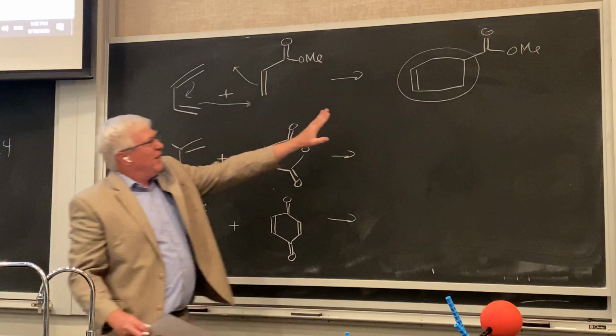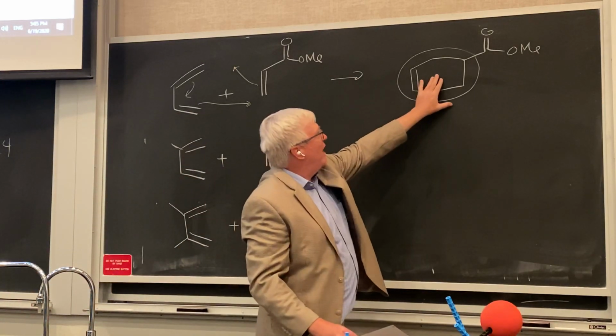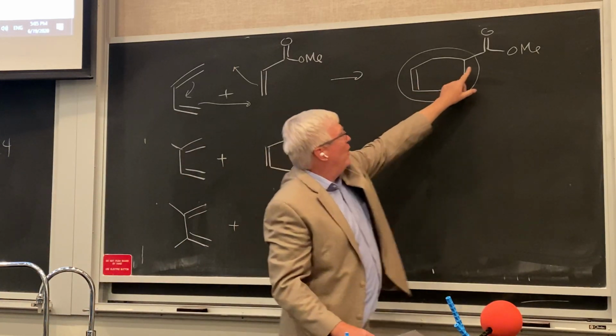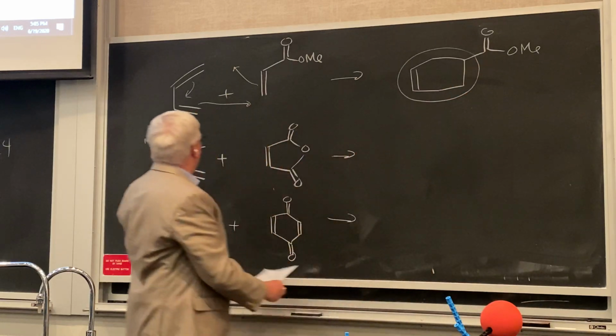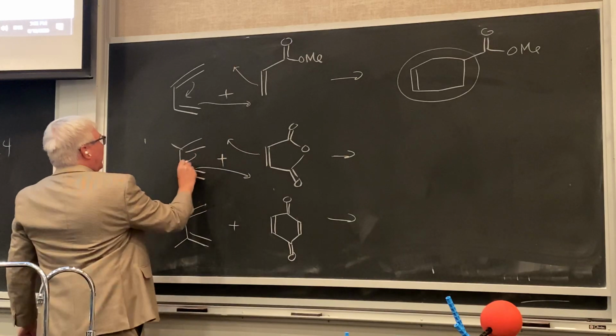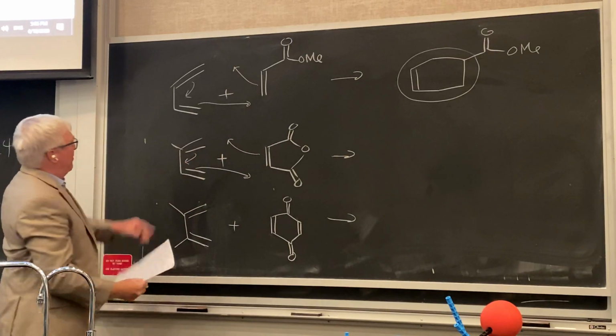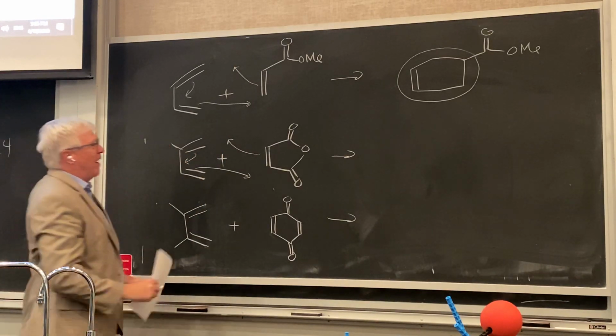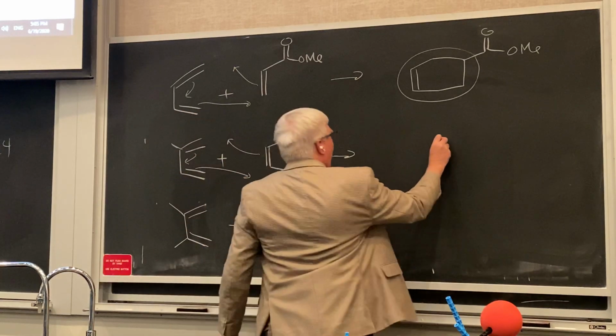But focusing on the key product here, the cyclohexene product, and then whatever else was on there goes along for the ride. So let's do the same thing here for this reaction. So we've got a methyl group here now on isoprene and the maleic anhydride.